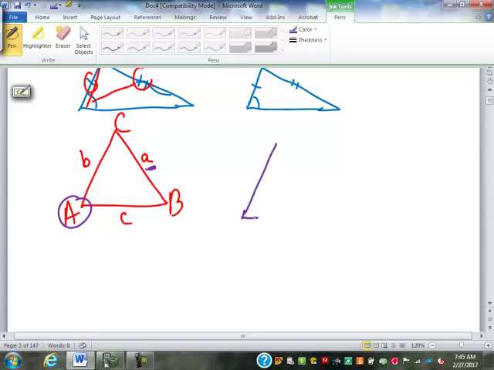If these two sides stay the same, as this angle gets bigger or smaller, this side gets bigger or smaller. So the size of side a depends on the size of angle A. And when we get into our trig, we're going to see that relationship between those sides and the opposite angles.